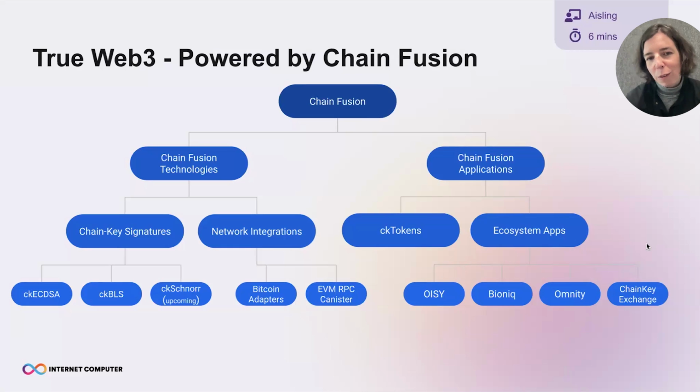And then there are ecosystem apps like Oisy, for example. Bionic is an ordinals marketplace. Omnity is an interoperability protocol using the ICP stack to do routing around Web3 generally. And Chain Key Exchange is a cross-chain DeFi protocol. These are just a few examples of ecosystem projects, and you'll see a demo of the CK tokens. You'll see a demo of the multi-chain voting. So we should probably rename that now to Chain Fusion voting or something like this.